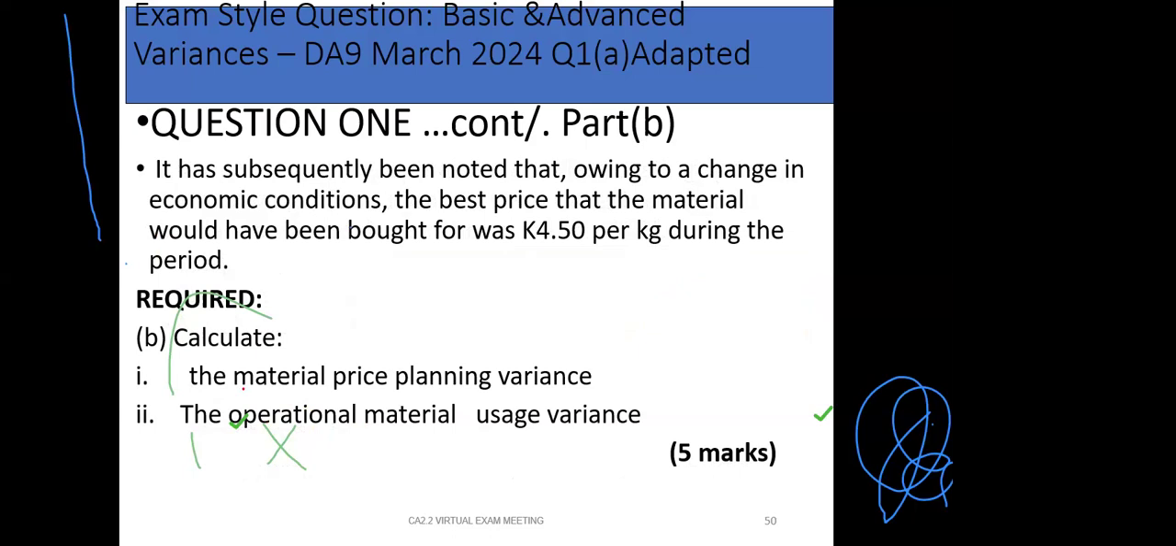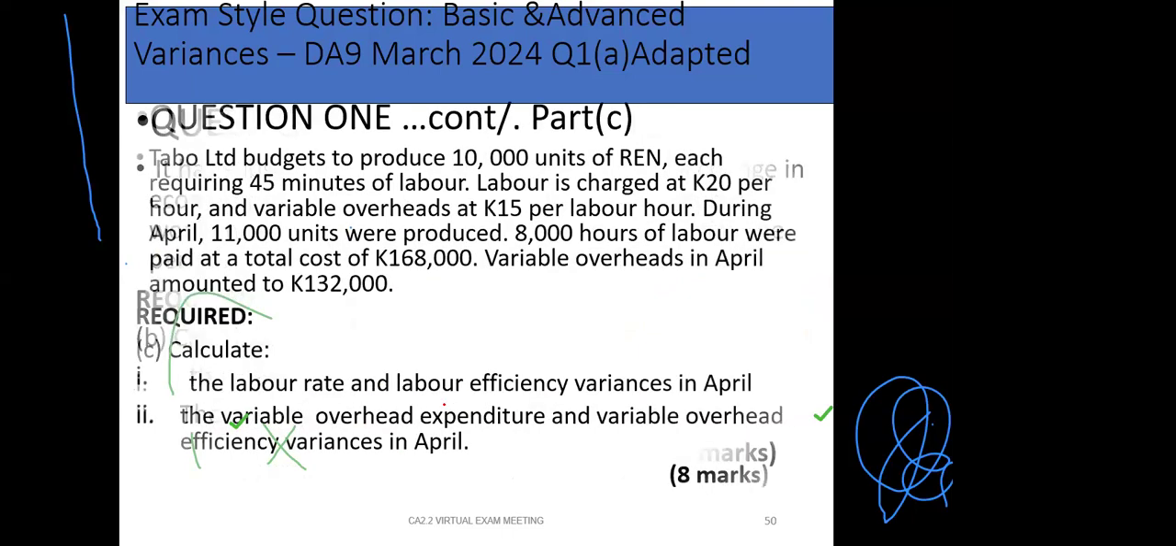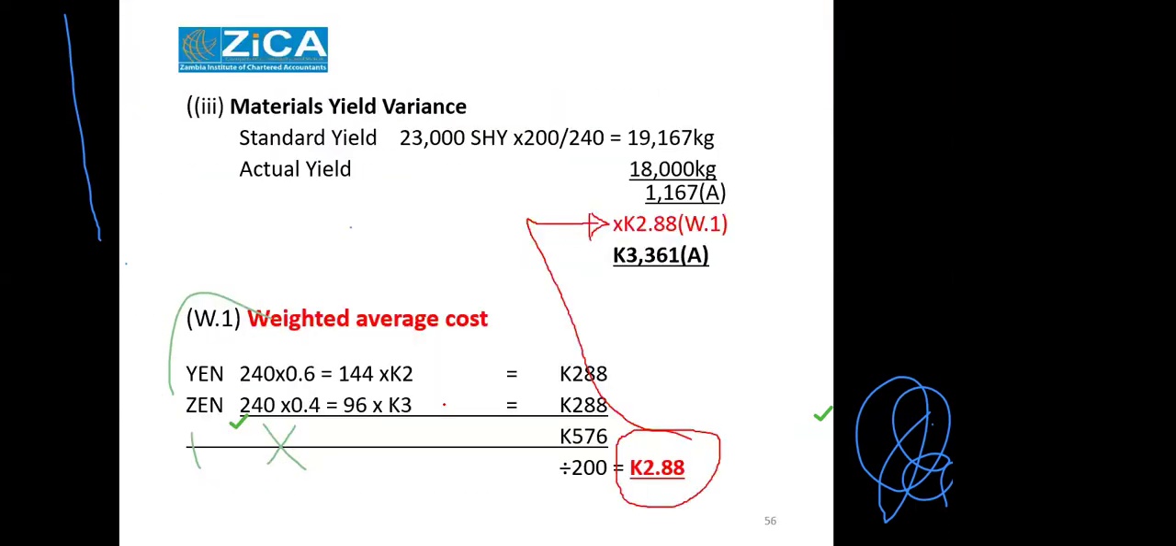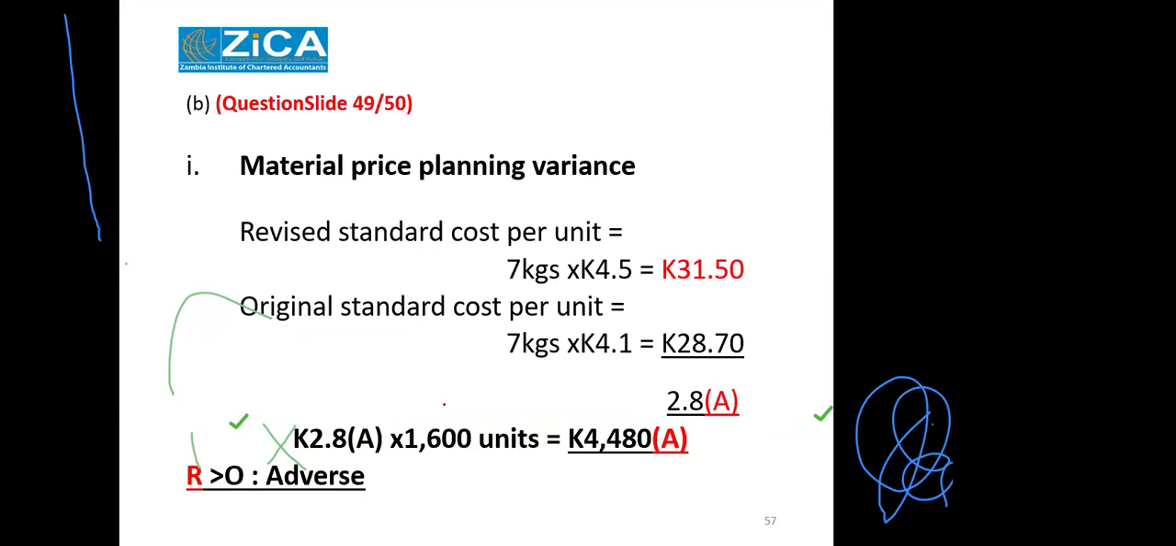Yes. The material price planning variance, required. Calculate the material price planning variance and the operational material usage variance. Okay, again, fast track there, and in the interest of time, I take you to the solution and just explain things through. So slide 57, that's where the solution is. The question is on slides 49 and 50.